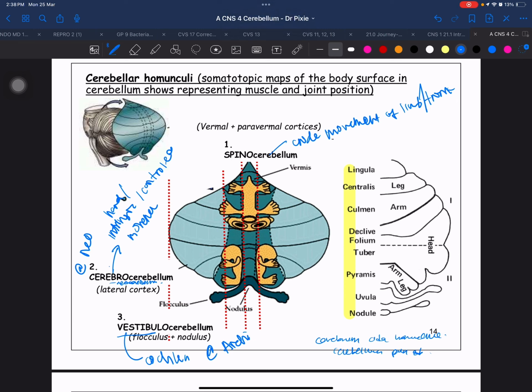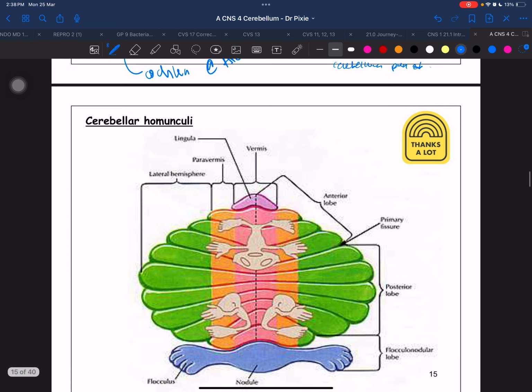This is a homunculus for the cerebellum. You have the trunk in the vermis. Then you have the forearm in the paravermis. But your fingers are in the lateral zone. Yeah? So when a patient comes to your clinic, you have to decide whether this patient has an injury here, the pink color, or in the orange, or in the green zone. So you will design different examinations.